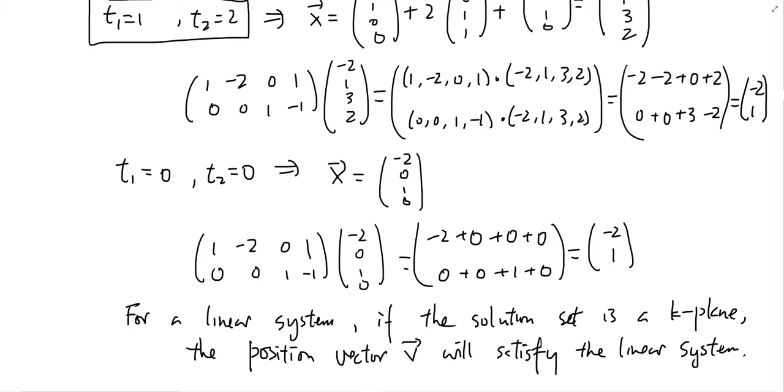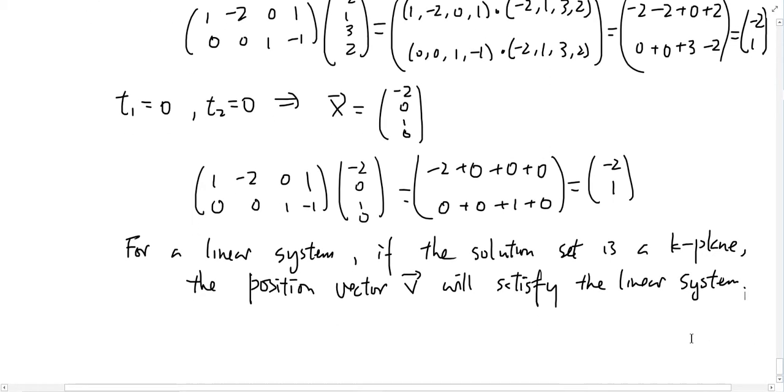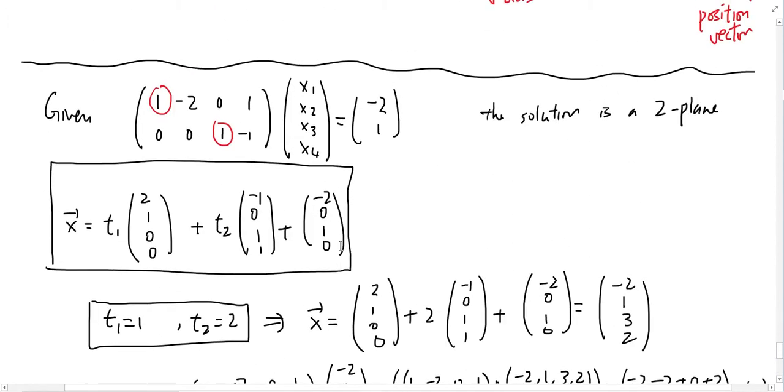Now, here's a much more interesting question. In order to describe a k-plane, not only do we need the position vector, which we already established will satisfy a linear system and give us the correct output, but what about the direction vector?